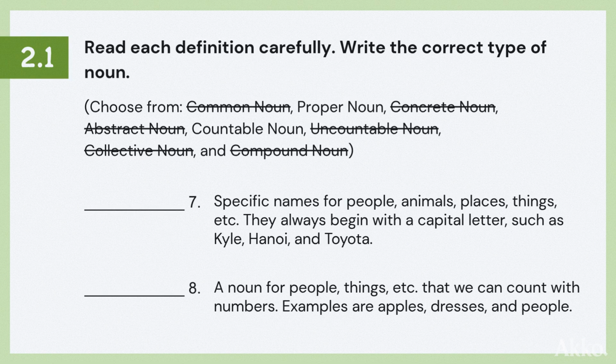7, specific names for people, animals, places, things. They always begin with a capital letter such as Kyle, Hanoi, and Toyota. Specific names are for proper nouns. Last number, number 8, a noun for people, things, and more that we can count with numbers. Examples are apples, dresses, and people. That's right, countable noun.